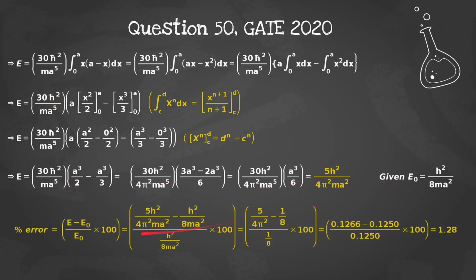We can now calculate the percentage error using the formula, substituting the values that we have there. We can then take common h square by m square out of the denominator and numerator. The final form will be something like this. We can substitute the value of pi, that is 22 by 7 or 3.14, and get something like this, and the final result that comes out is 1.28. Now the reported result for this question itself is in the range of 1.22 to 1.44. So our result is in between the reported result range.